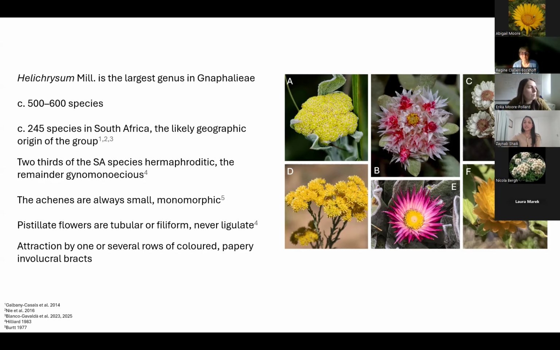And so just looking at these capitula, it's impossible to tell which are gynomonoecious and which are hermaphroditic. In this particular figure, A, B, and C are fully hermaphroditic, and D, E, and F are gynomonoecious. But it's impossible to tell the presence of pistillate flowers in the gynomonoecious species. They look like hermaphrodite flowers.